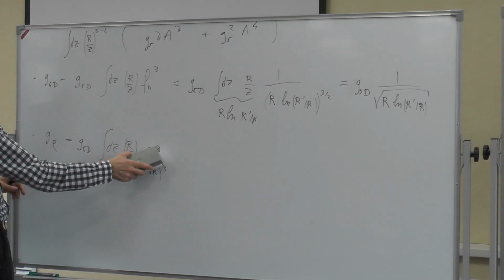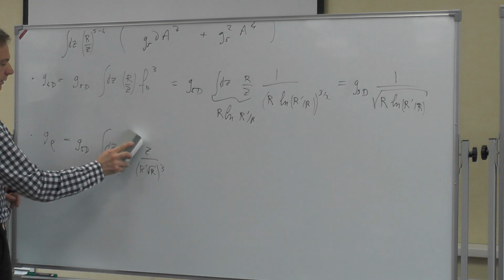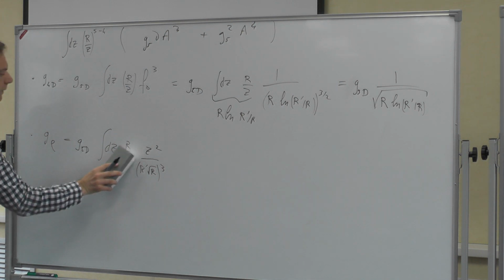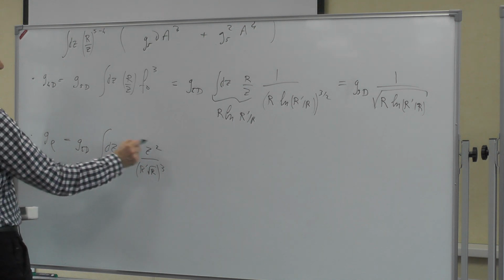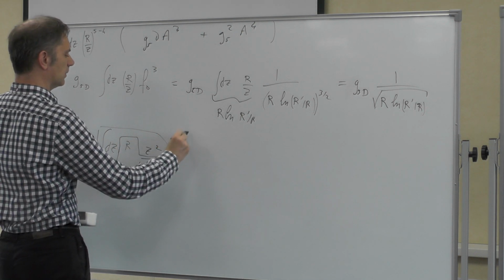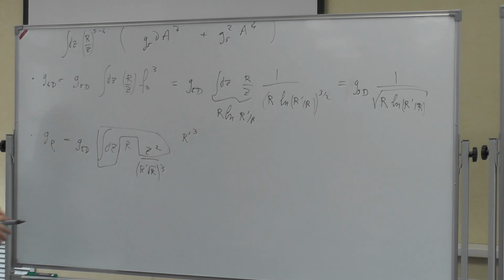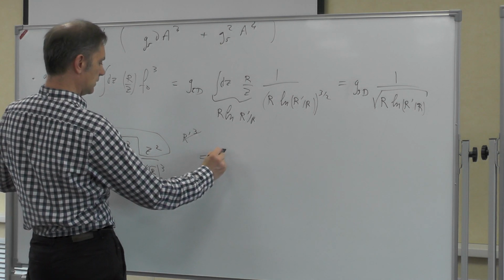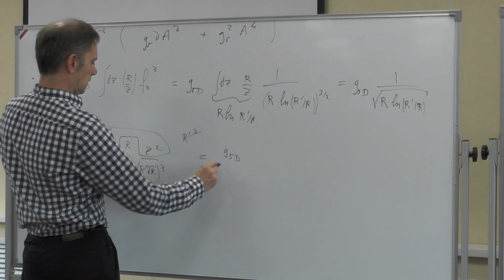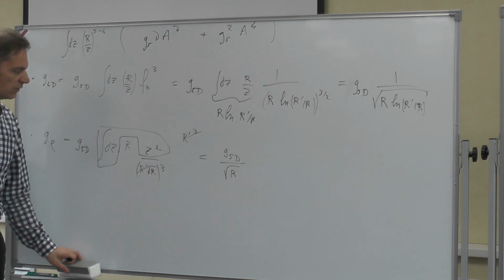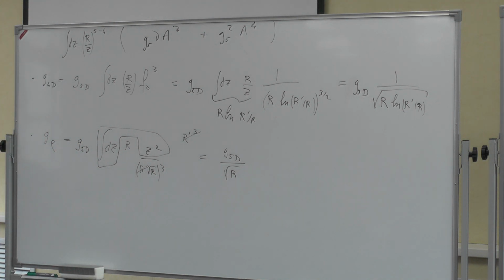So let's do this integral. So it's z cubed divided by z. So it's z squared. Integral dz times z squared is simply r prime cubed, right? So r prime cubed actually here cancels this r prime cubed in the denominator. So at the end of the day, we get g5D divided by square root of r, r in the numerator, r to the power of 3/2 in the denominator. So now we see some strong interaction appearing, right?